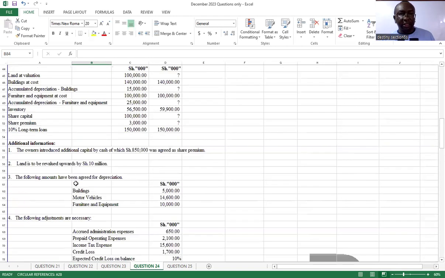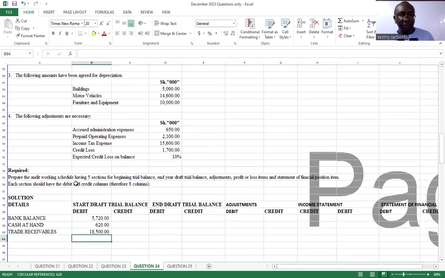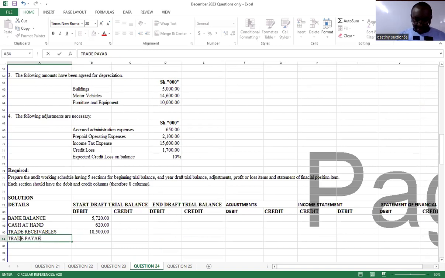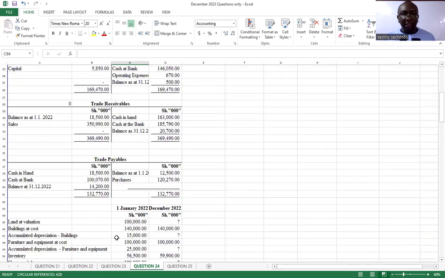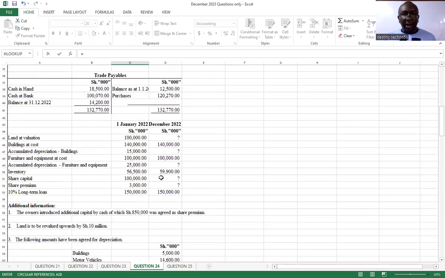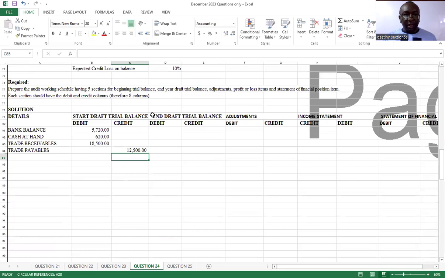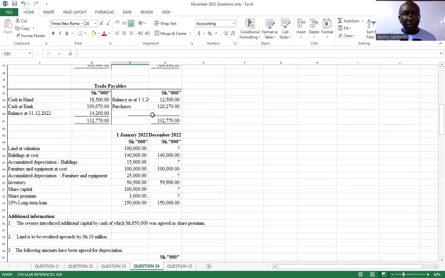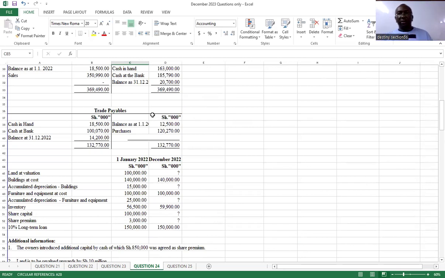The next account after trade receivables is trade payables. So we come here and say trade payables. Now, looking at trade payables, we know from our accounting it should be a credit balance here. So I'm going to say should be equal to, I come to the trade payables, I pick this amount, and I press enter. After trade payables, the T accounts are over.